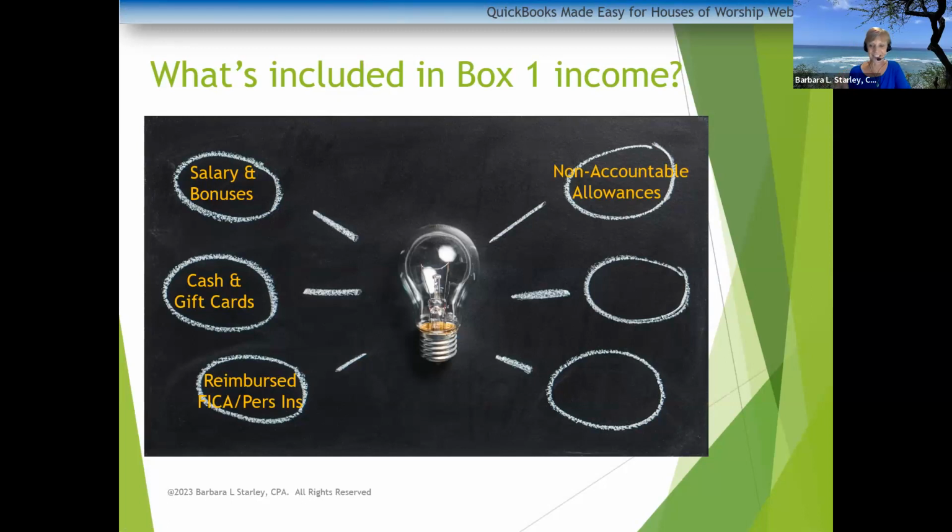Auto allowances for sure, rather than getting reimbursed. A cell phone allowance. Yeah, cell phone allowances are interesting. If you're paying the whole cell phone bill and that actually includes you paying for the equipment, then yes, that would be a non-accountable allowance. If you're saying, you know what, we're just going to give our pastor a small, let's say, $15 a month to cover the business use portion, that one doesn't bother me so much.